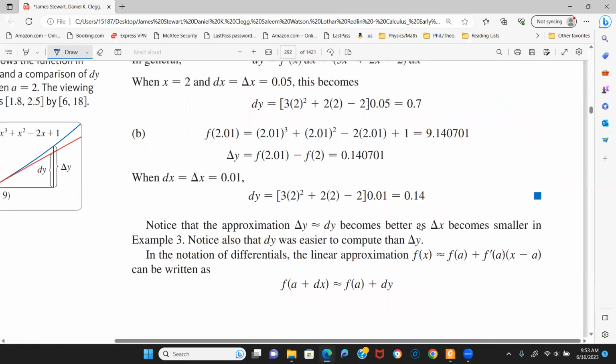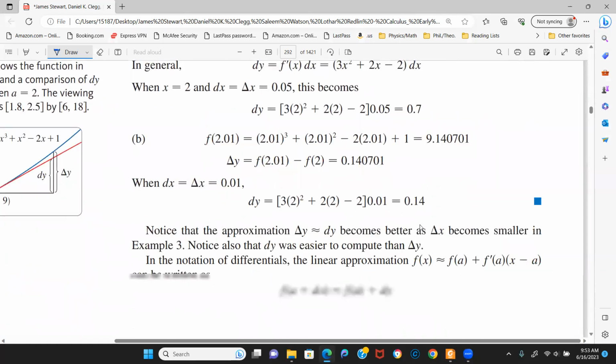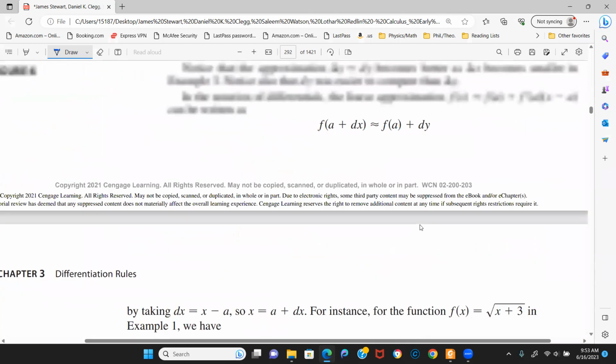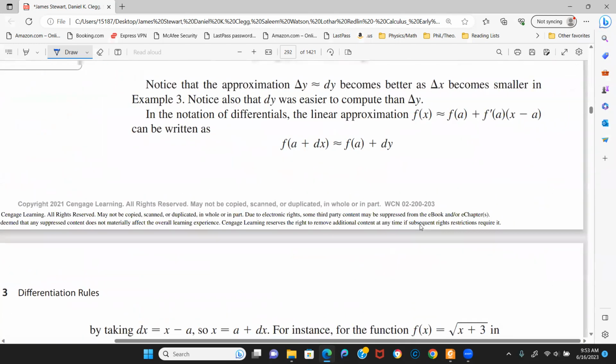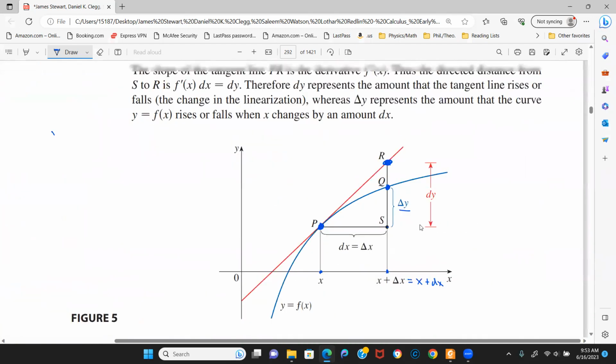But it's just a formal definition. Let's see, do we want to go through this example? This looks kind of tedious. I don't think it's going to be really illuminating.